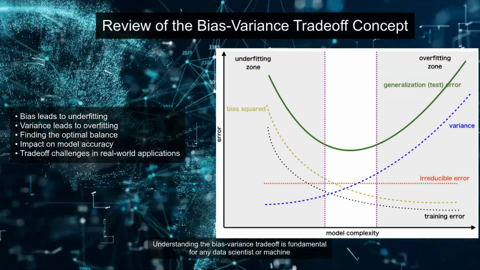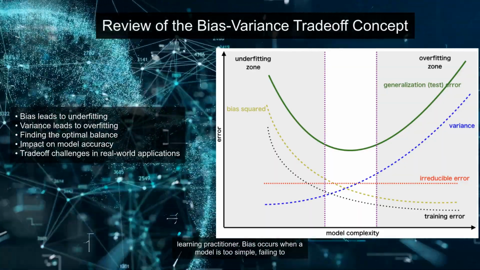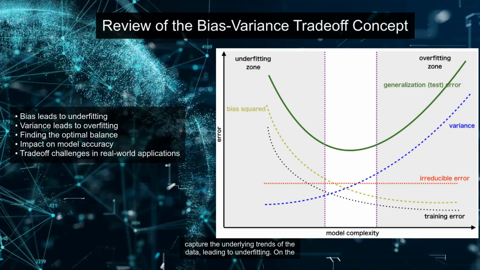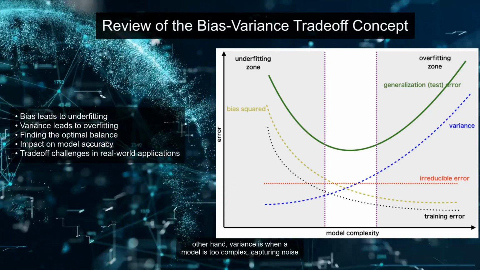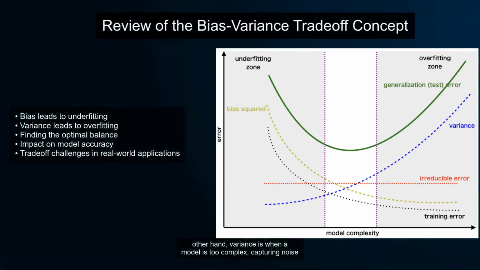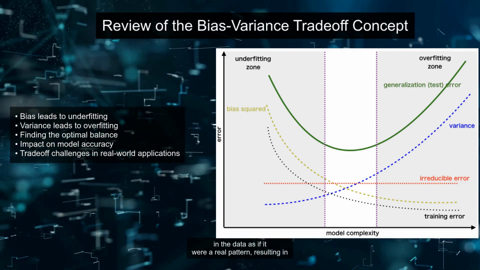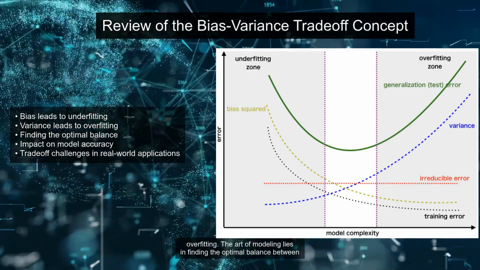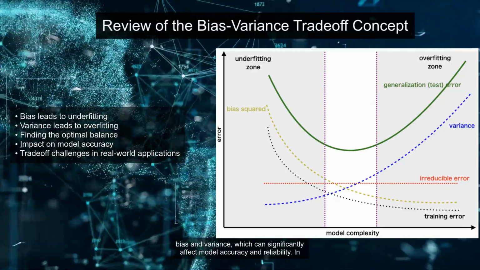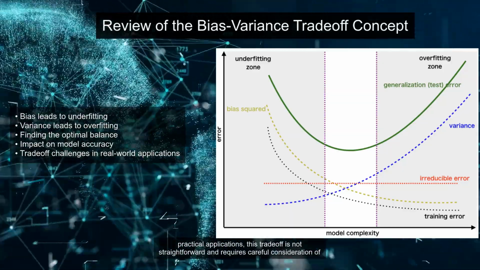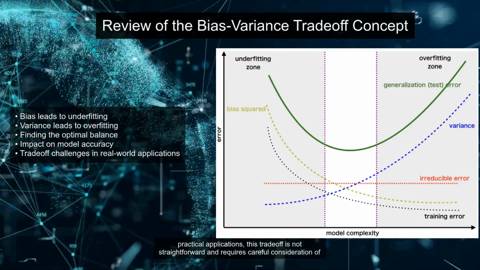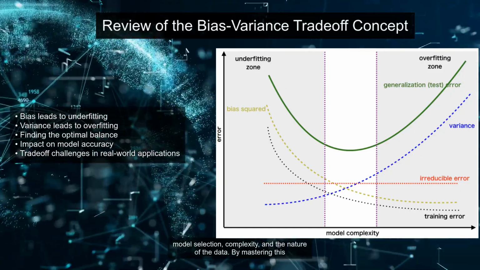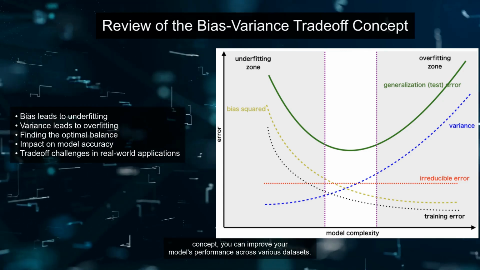Understanding the bias-variance trade-off is fundamental for any data scientist or machine learning practitioner. Bias occurs when a model is too simple, failing to capture the underlying trends of the data, leading to underfitting. On the other hand, variance is when a model is too complex, capturing noise in the data as if it were a real pattern, resulting in overfitting. The art of modeling lies in finding the optimal balance between bias and variance, which can significantly affect model accuracy and reliability. In practical applications, this trade-off is not straightforward and requires careful consideration of model selection, complexity, and the nature of the data. By mastering this concept, you can improve your model's performance across various datasets.